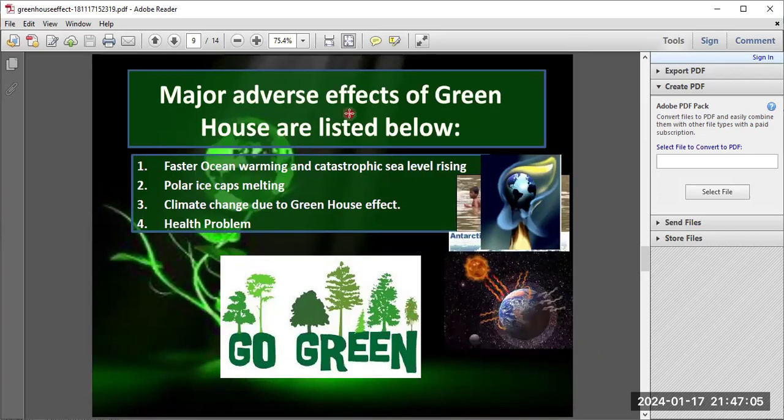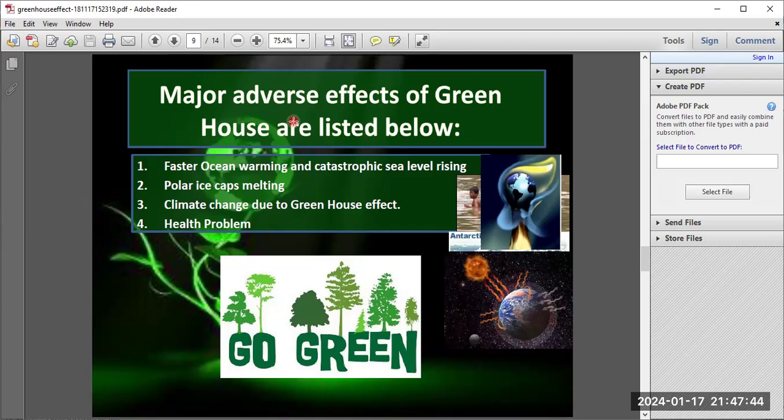Major adverse effects of these greenhouse gases are listed below. Here is a list which contains the effects of the greenhouse gases. The first effect is faster ocean warming and catastrophic sea level rise. Due to these greenhouse gases, energy is trapped in the atmosphere and it is raising the temperature of the Earth's surface. Due to the rising temperature of the Earth's surface, the sea water also gets warmer.